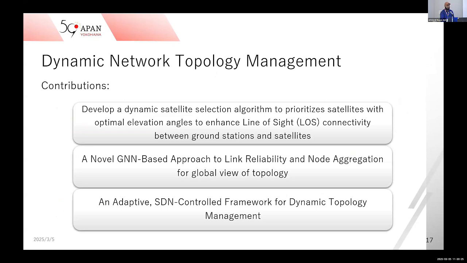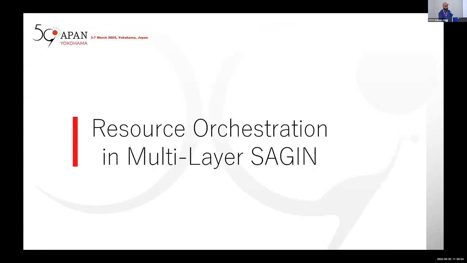Our contributions for this case were that we developed a dynamic satellite selection algorithm to prioritize satellites' optimal elevation angles to enhance the line of sight connectivity between the ground station and the satellites. Also, a novel GNN-based approach to link reliability and node aggregation for a global view of the topology, because that was the main criteria for handling the dynamic topology, and an adaptive SDN control framework for dynamic topology management.